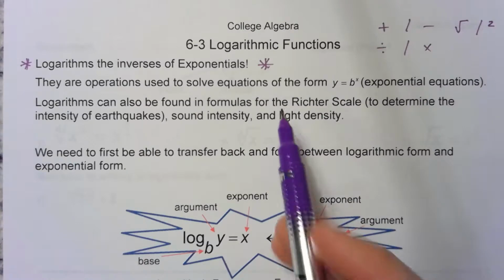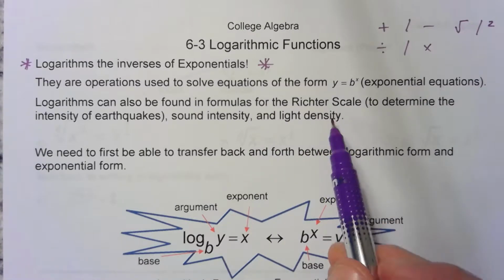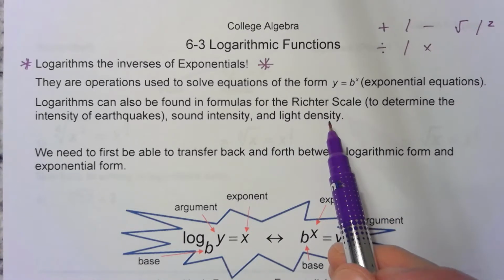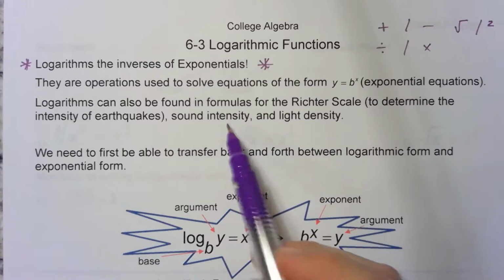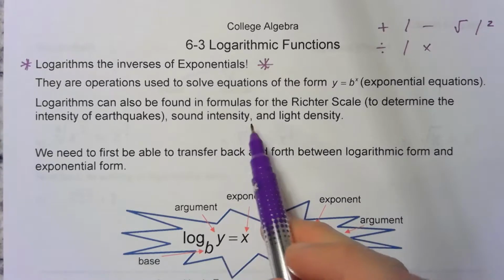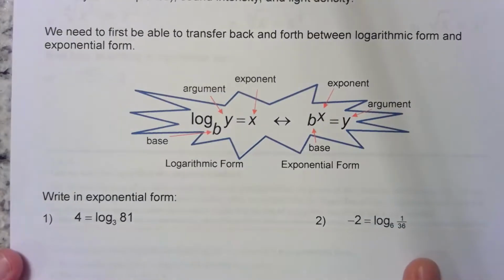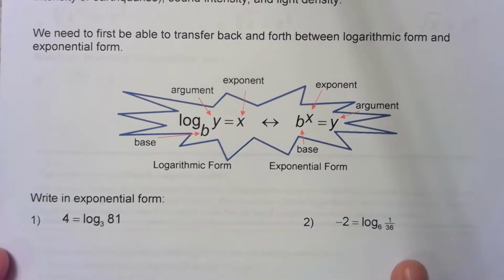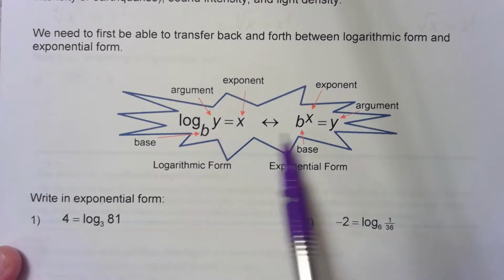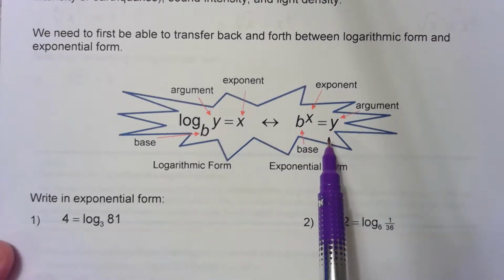We also use logarithms in the Richter scale, and when we're talking about sound intensity with decibels. There are many, many applications of logarithms. So before we get too far into this, we need to look at how we switch back and forth between logarithmic form and exponential form. These two formulas tell you exactly how to do that.